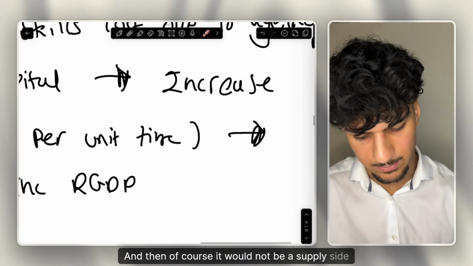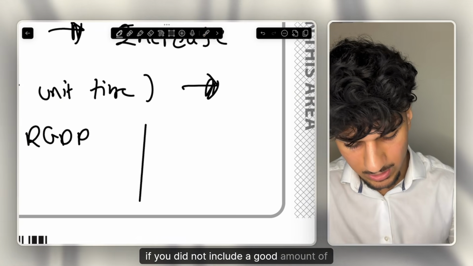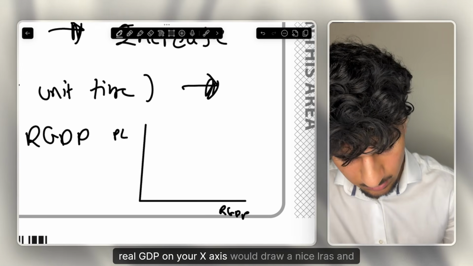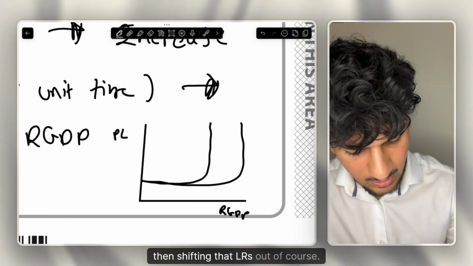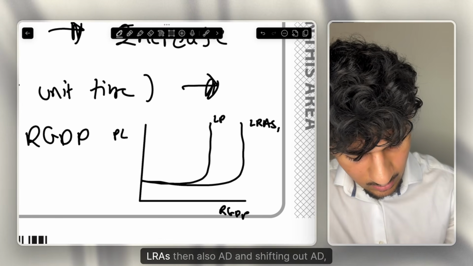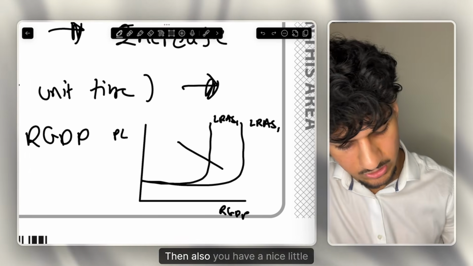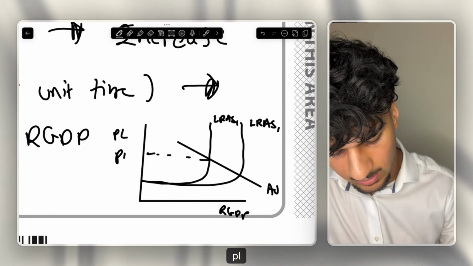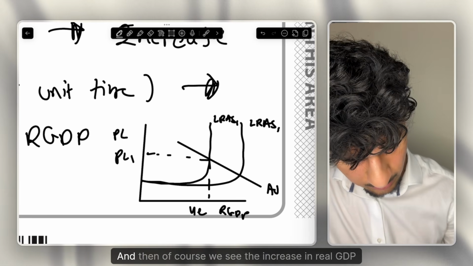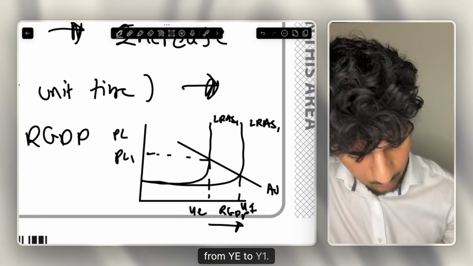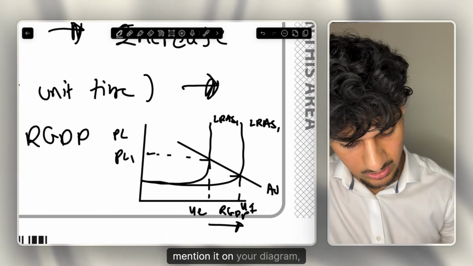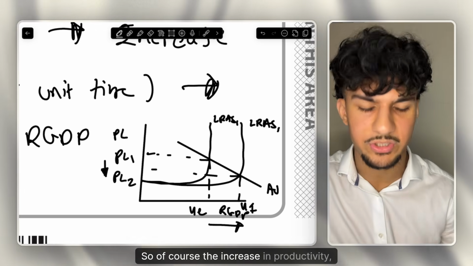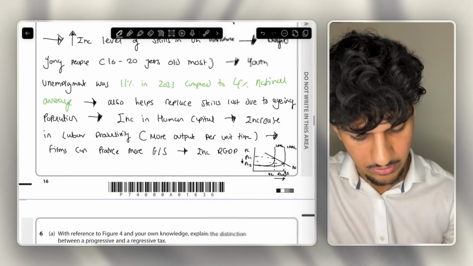And then of course, it would not be a supply side policy question if you did not include a good amount of diagrammatic analysis. So of course, price level on your y-axis, real GDP on your x-axis, you would draw a nice LRAS, and then shift that LRAS out, so LRAS1, then also AD, and shifting out AD. Then you also have a nice little AD curve, and of course make sure you label up the points. So we see PL1, I'll label that, and then YE, and then we see the increase in real GDP from YE to Y1. Label that up on your diagram, and make sure to label up the rest, and we see a little bit of deflation, or you might call it disinflation.